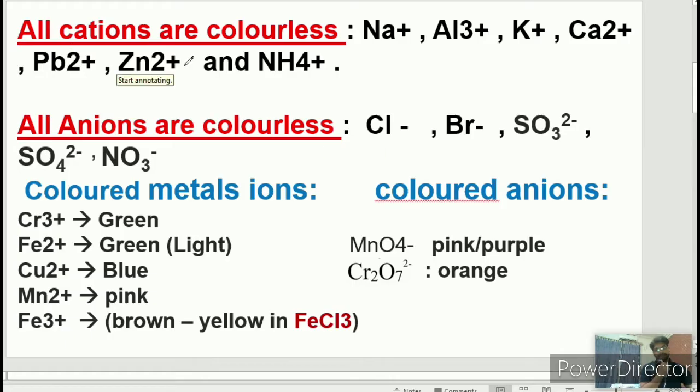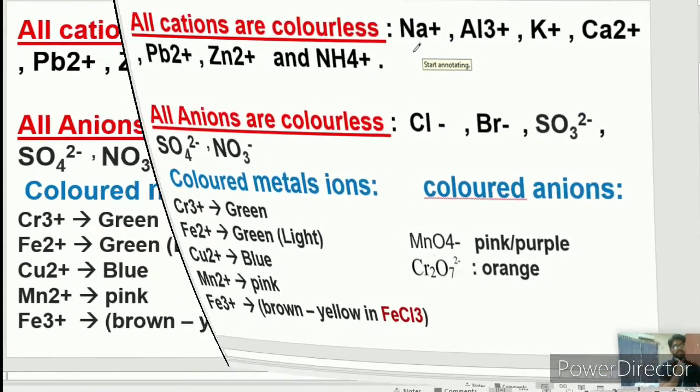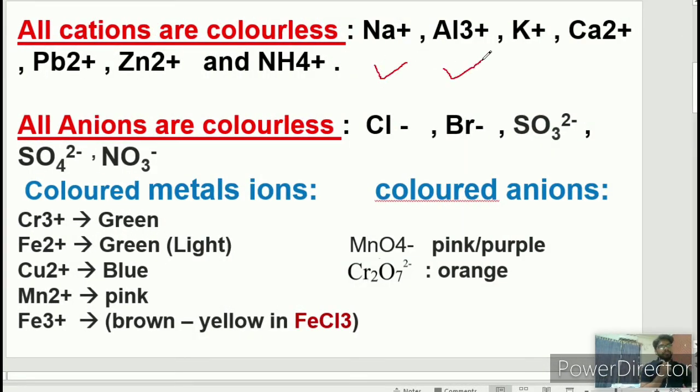Keep in mind, most cations are colorless, and most anions are also colorless. The colorless cations I have mentioned here are sodium, aluminum 3 plus, potassium, calcium, lead, zinc, and finally the ammonium ion. Similarly, colorless anions start from chloride, bromide, sulfite, sulfate, and nitrate ions. These are also colorless. Is that clear? So most cations and anions are colorless, but some specific cations or anions are colored, as shown below.